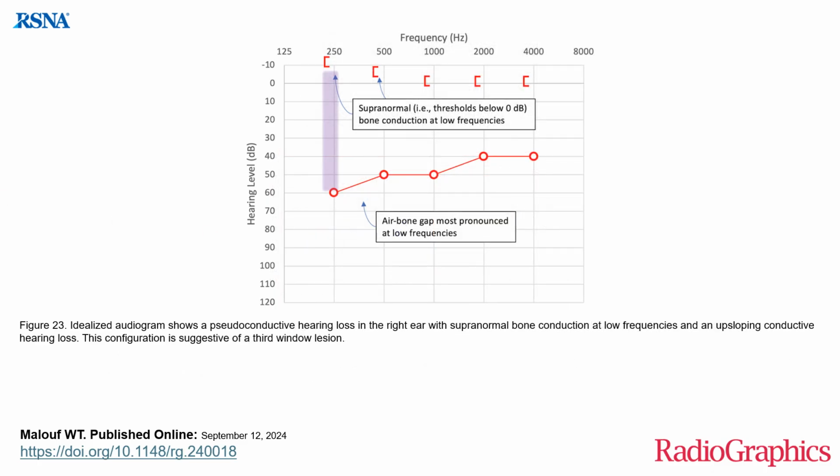So this is another pattern on the audiogram where we can see there is a supranormal bone conduction at the lower frequencies with an upsloping conductive hearing loss. So this type of audiogram pattern will be suggestive of a third window lesion.